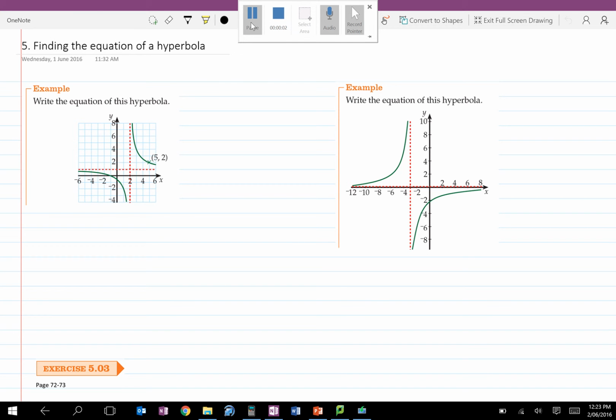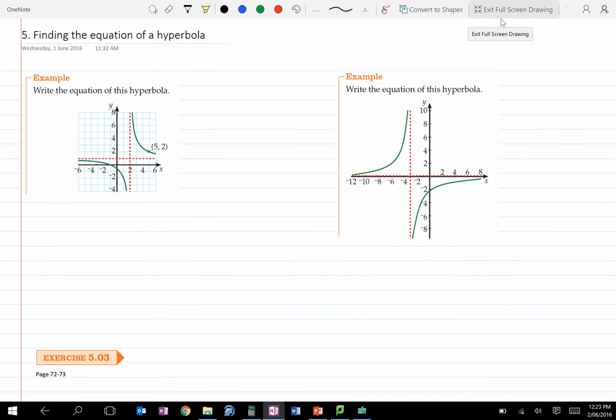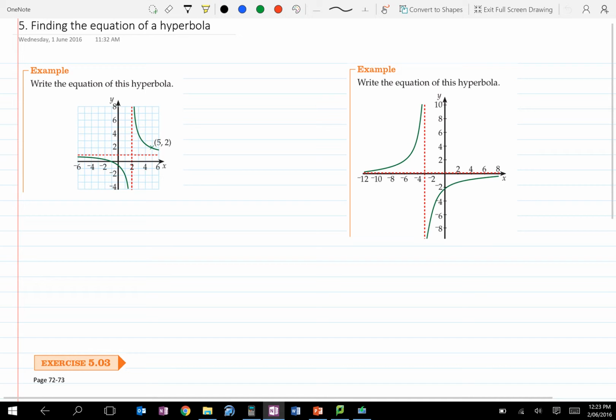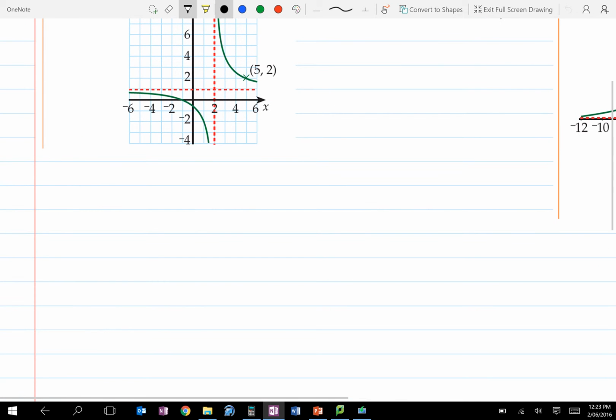Hi everyone, in this video we're looking at finding the equation of a hyperbola. And if we think about what we learned in our last video about the equations of hyperbolas, we can write a hyperbola as xy equals k, so some sort of constant, which means we can also write it as y equals k over x. And then when we're talking about transformations, we can write it as y equals k over x plus or minus a, plus or minus b.